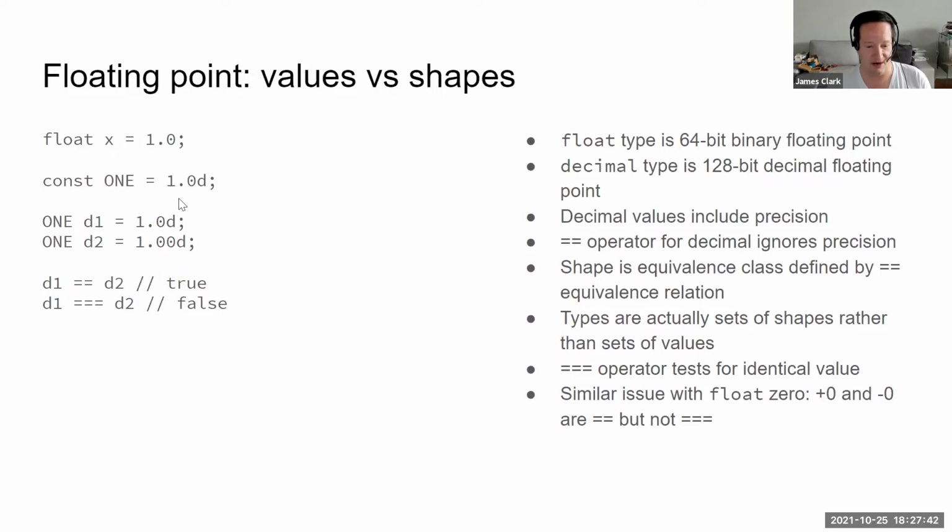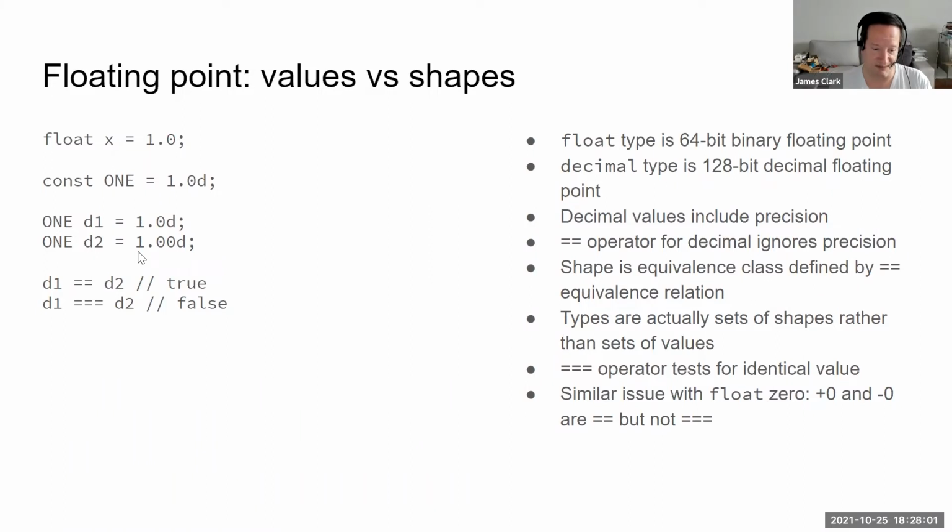So 1.0D is a distinct decimal value. It's not the same value as 1.00D. They are equals equals. They are mathematically equal, so it defines an equality operator, and they're equal, but they are distinct values.